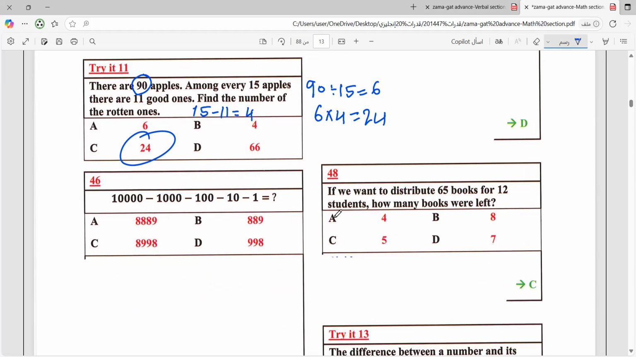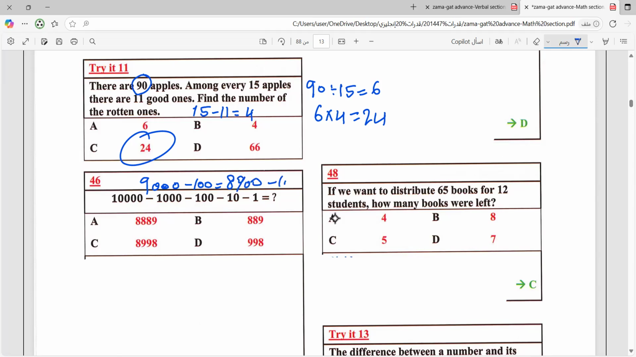Now, 10,000 minus 1,000 minus 100 minus 10 minus 1. We subtract. 10,000 minus 1,000 equals 9,000. Minus 100, it will be 8,900.